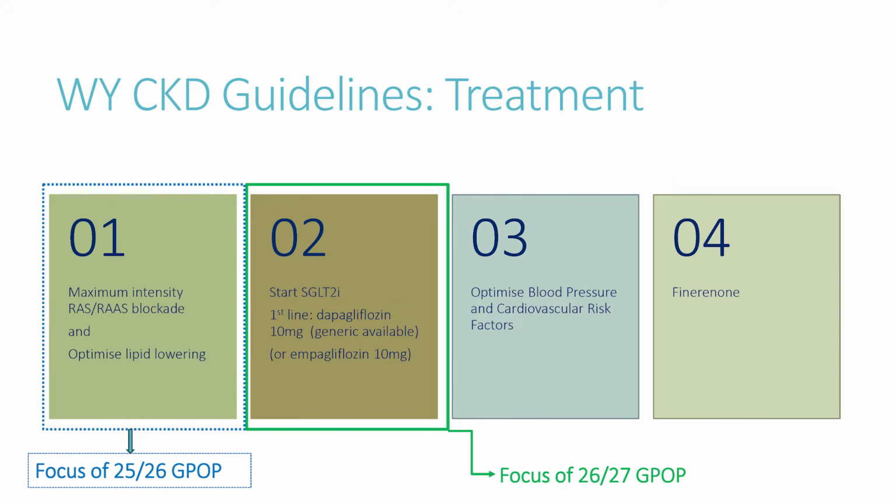When we look at our West Yorkshire CKD guideline, there's 4 distinct treatment steps. So the first step is maximising RAS blockade and optimising lipid lowering. So for GPOP 26-27, we're considering moving the focus on to step 2, so that's initiation of an SGLT2 inhibitor. Focusing first line on dapagliflozin because that's available generically. The price has fallen further this month. The tablets now are £7.22, a fifth of that original price, so there are predictions that the price will lower even more, so there's no barriers to initiating therapy.